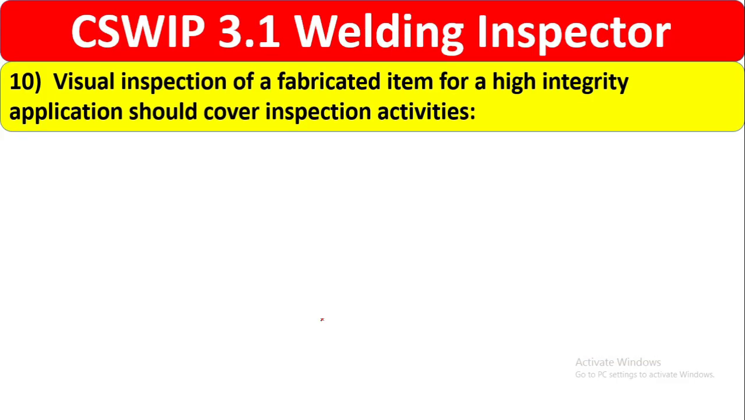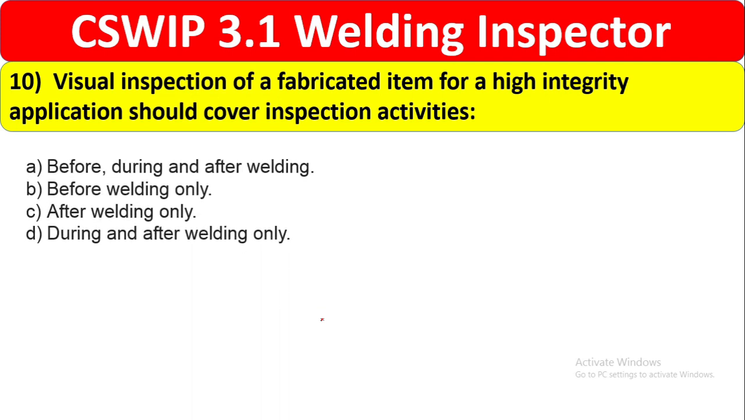Question number 10. Visual inspection of a fabricated item for a high integrity application should cover inspection activities. So you are doing a visual inspection of a fabricated item for a high integrity application, maybe in a boiler, maybe in a pressure vessel, maybe in the oil and gas industry. So what should the inspection activity cover? There are four options. One is before, during and after welding. B is before welding only. C is after welding only. And D is during and after welding only.